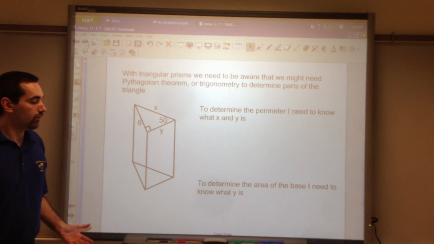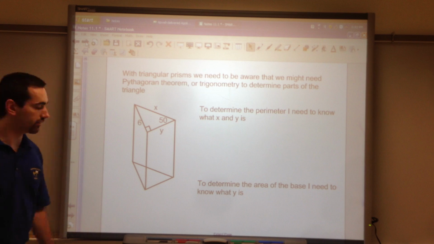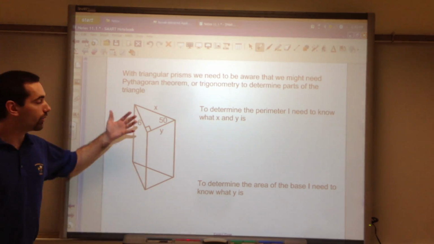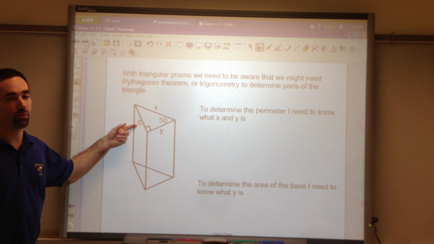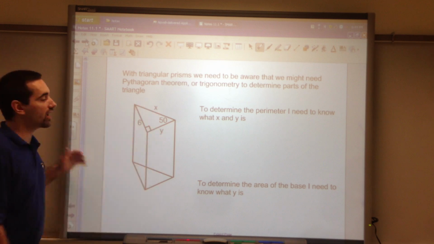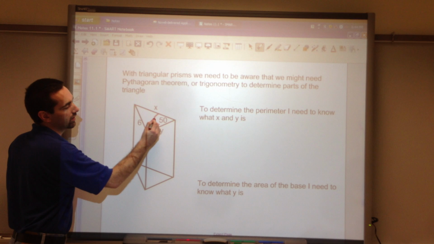Also trig, we need to be aware, we might have to use trig. So again, trig, here we've got an angle and one measurement. So I've got to use trig to figure these out. So let's start with x.